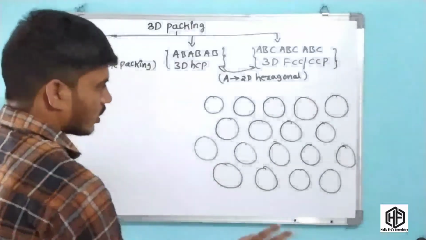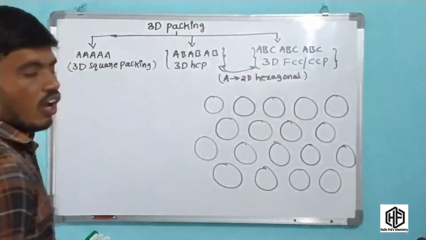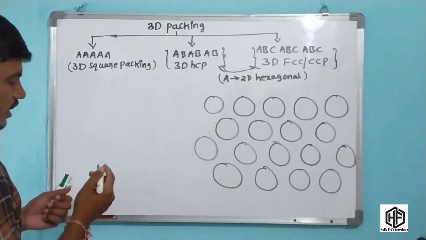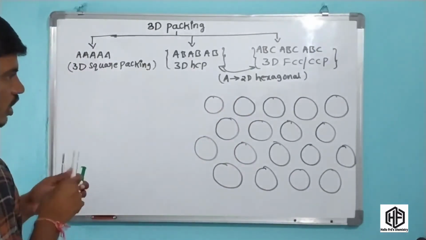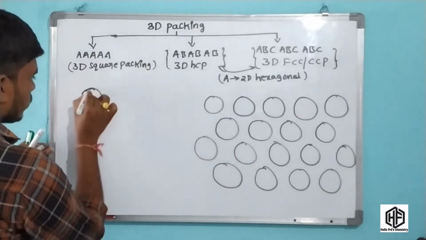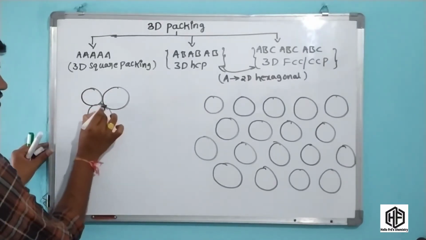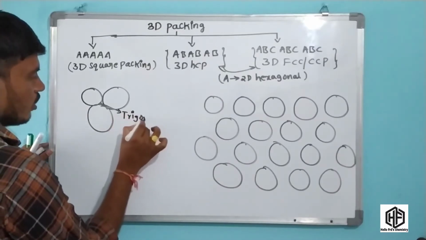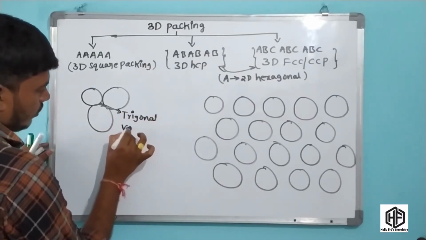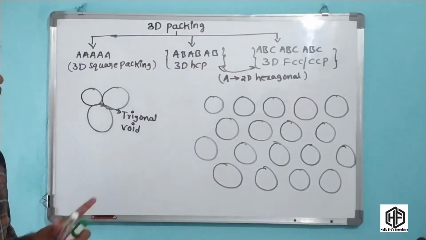Okay friends, now we will talk about three-dimensional hexagonal close packing and three-dimensional cubic close packing. Friends, these three atoms are closely packed, and this void is present in there. That void is called a trigonal void.